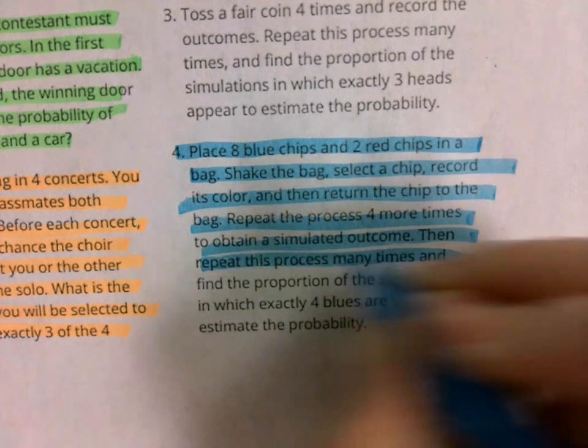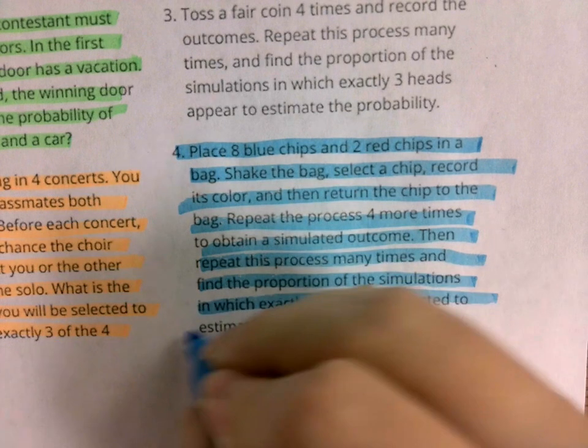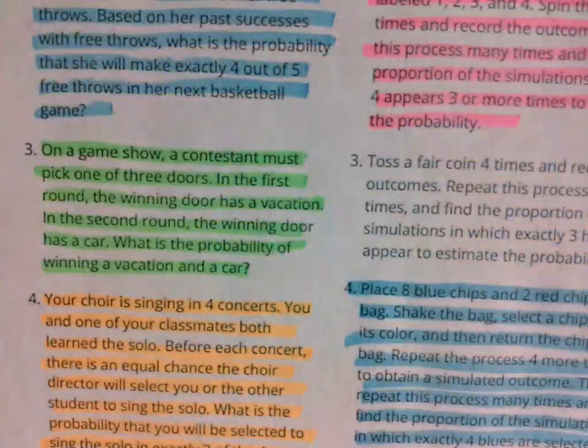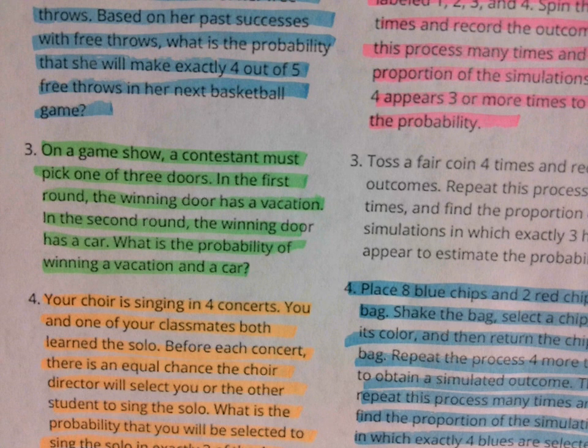Okay, problem 3. On a game show, a contestant must pick one of 3 doors. In the first round, the winning door has a vacation. In the second round, the winning door has a car. What's the probability of winning a vacation and a car? Which one is it, 1 or 3? Simulation number 1.